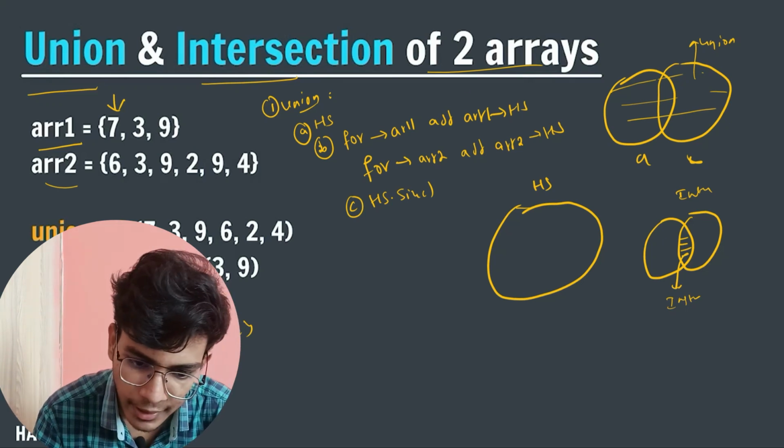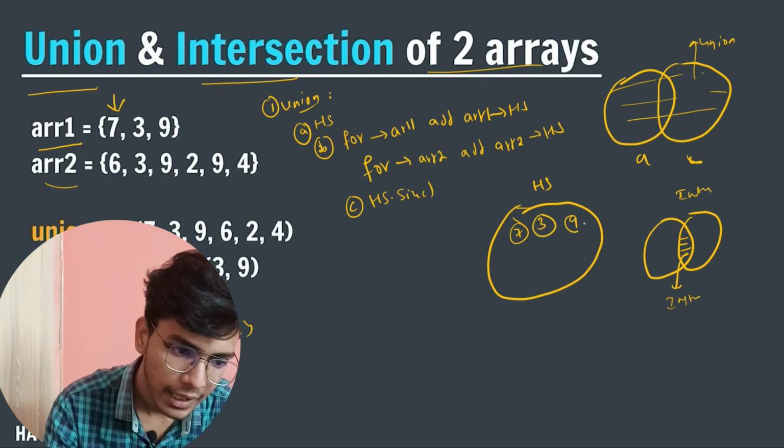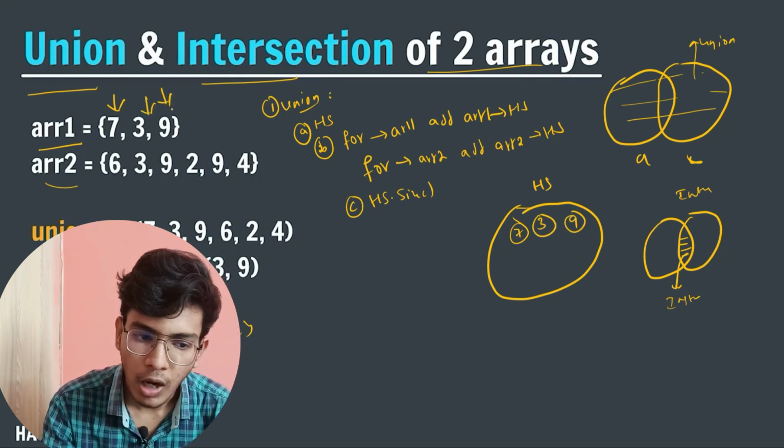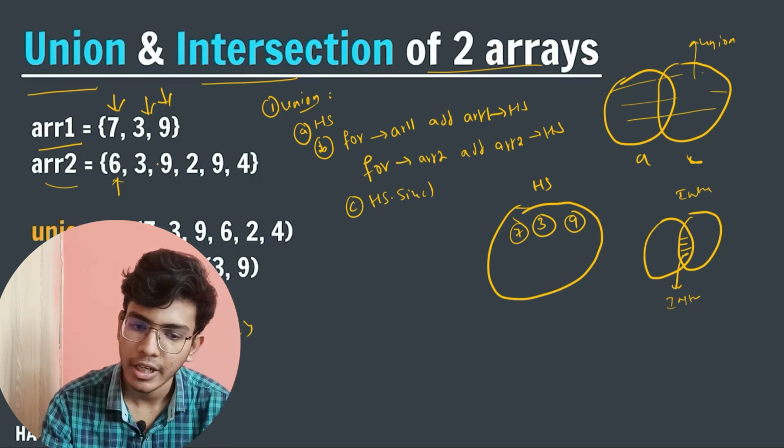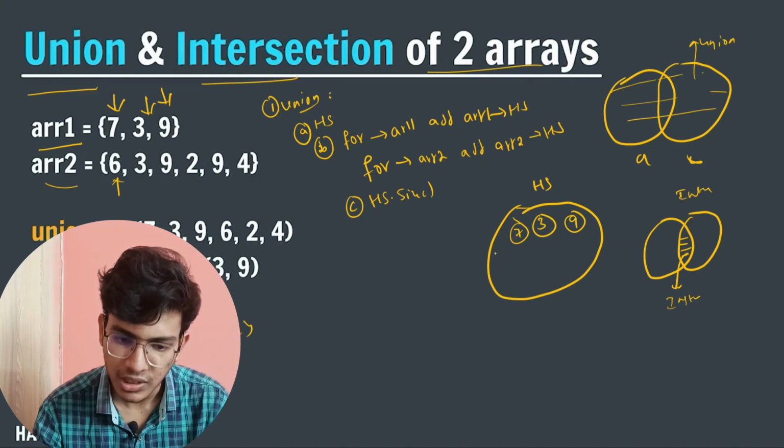So I will add 7, after that I will add 3, after that I will add 9. I will iterate through each and every element. Now after that I will come here on my array 2. Now I will see whether 6 is present in my hash set or not. If it is not present, then add it.